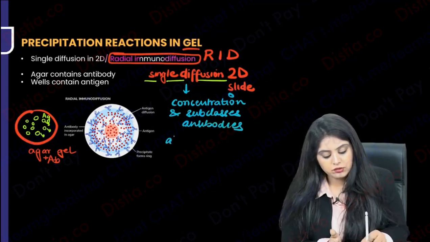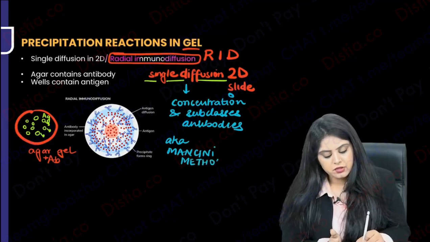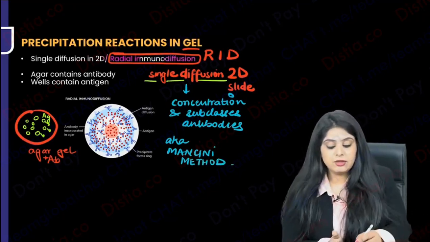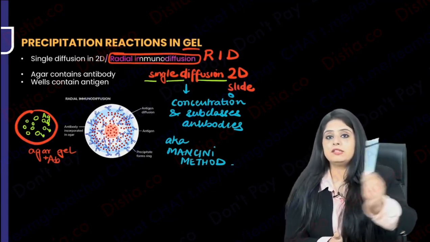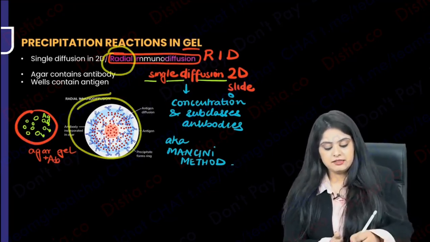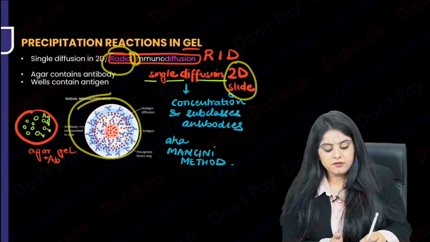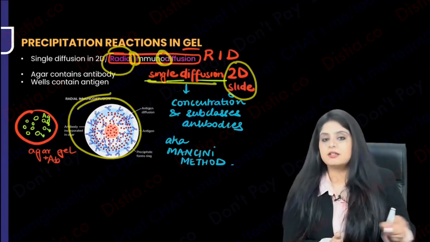Please note, only for INI-CT I'm telling you, this is also known as the Mancini's method. This is also referred to as the Mancini's method. So I'm repeating once again, radial immunodiffusion. Radius will remind you that this has happened in a slide. Slide means it's two dimension, and immunodiffusion means one diffusion. It has occurred in single diffusion.